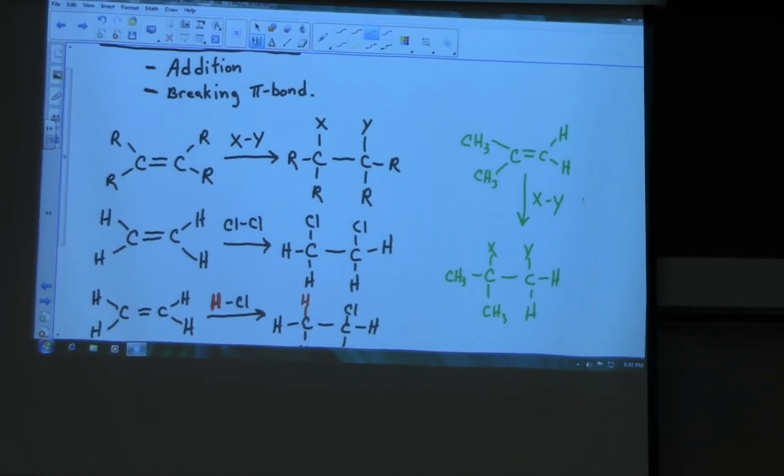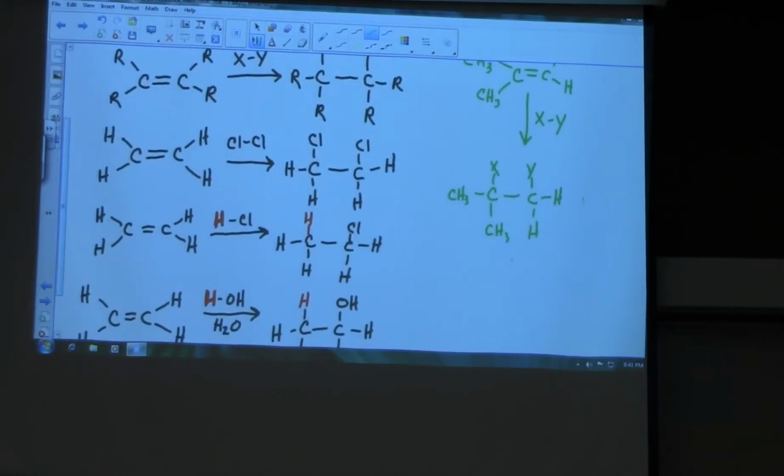This, or this. Okay, in other words, which group is going to go where? Now, naturally, in the case of chlorine or bromine, where the 2 atoms are the same, it doesn't matter. But this is going to matter when we start talking about adding water or adding acids across a double bond. Okay, so let's look at an example.